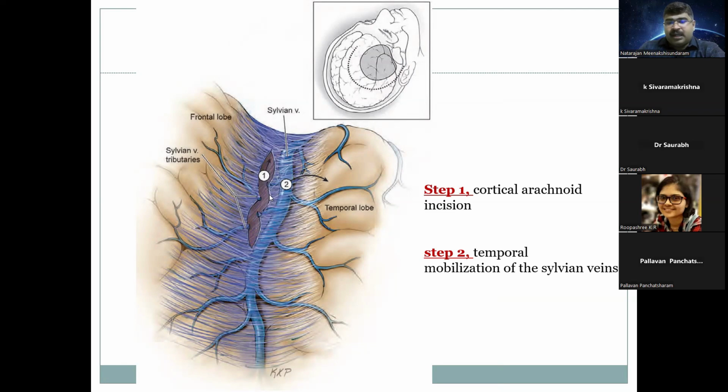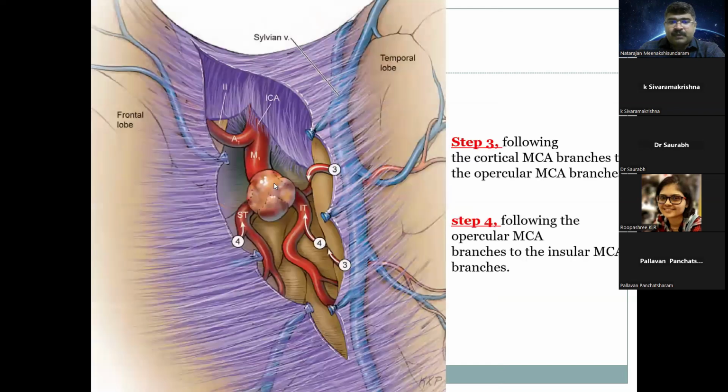And then remember, temporal mobilization of the Sylvian veins has to be done always. So make an incision in the cortical arachnoid and then make a temporal mobilization of the vasculature. Once you open the cortical arachnoid, this is how you see the MCA bifurcation. So now you can clearly see the MCA bifurcation.